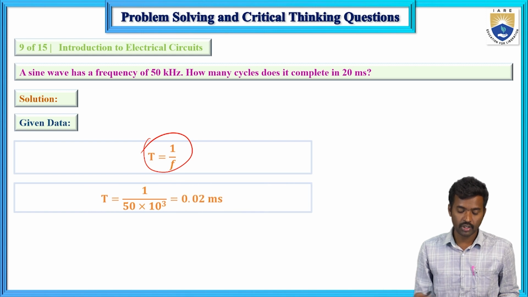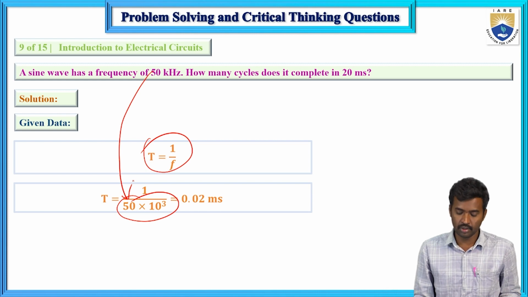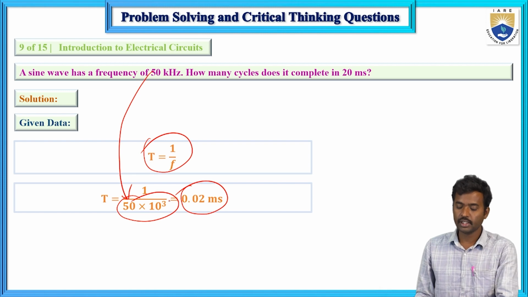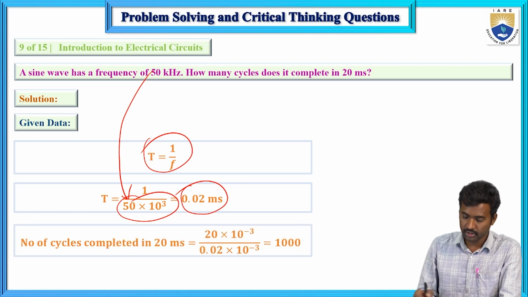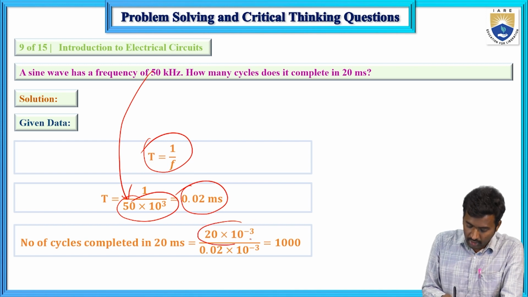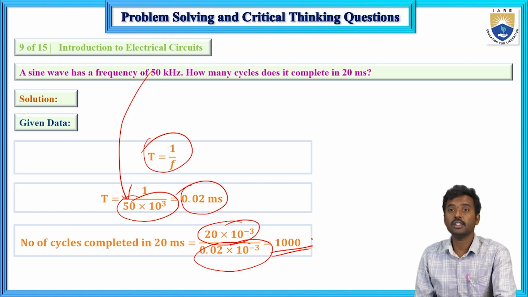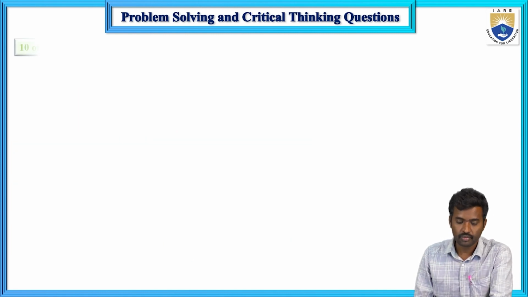So now here frequency equals 50 kilohertz. Now the time period equals 20 microseconds. So how many cycles does it complete in 20 milliseconds means the number of cycles completed in this time. So the time divided by time period equals 1000 cycles completed in 20 milliseconds.